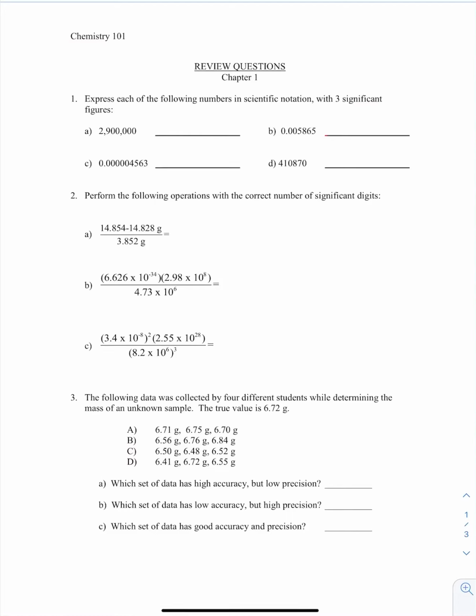Without further ado, let's get started. So number 1 says express each of the following numbers in scientific notation with 3 significant figures.